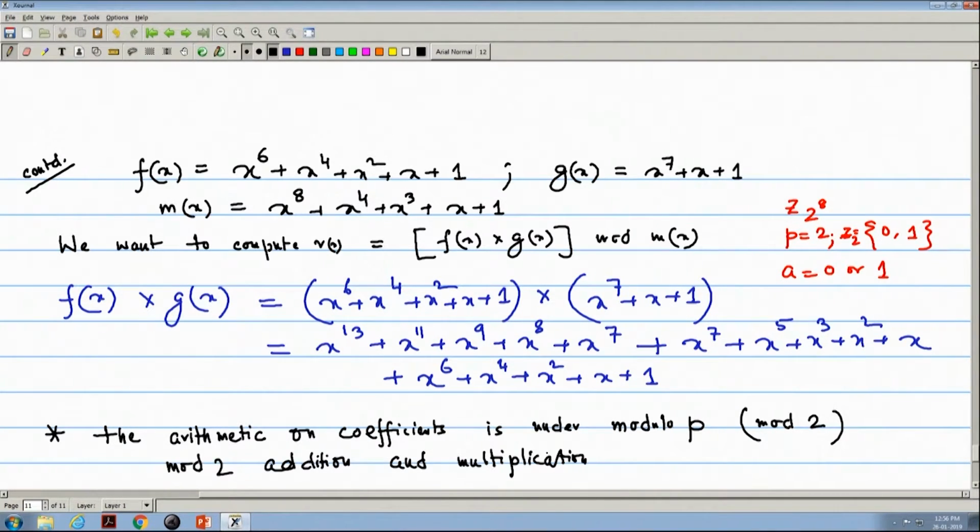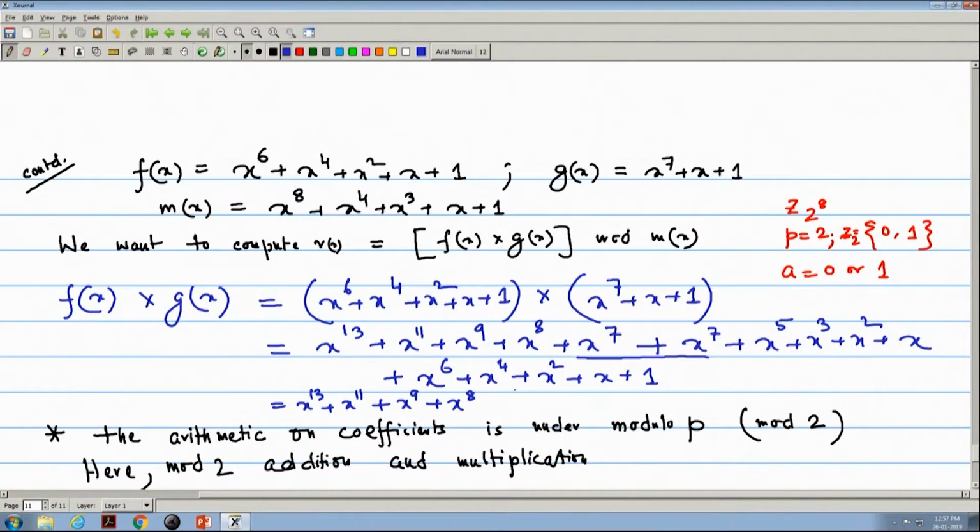Here I will be doing modulo 2 addition and multiplication. So what will happen? If I take it, x to the power 13 will be there, x to the power 11, x to the power 9, x to the power 8, but see x to the power 7 and 7, since 1 plus 1 is 0. So there will be no x to the power 7 term, because it is modulo 2. 2 plus 2 modulo 2 is 0. So there will be no x to the power 7.